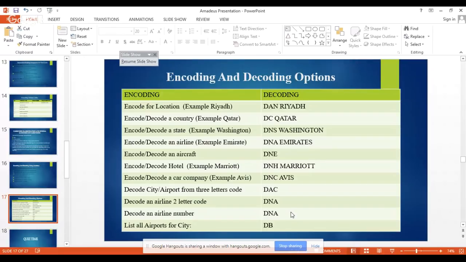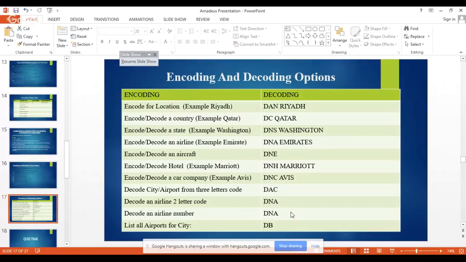Now the next one is to decode a car company. For example, let's say Avis. If you're on Amadeus on your booking platform, you use DNC, Delta November Charlie. Then you can decide to leave a space or not, then type Avis, Alpha Victor India Sierra, A-V-I-S. Type it there, then enter. The beauty of it is DNC is "don't know car company," or "don't know company," whichever one you put there.